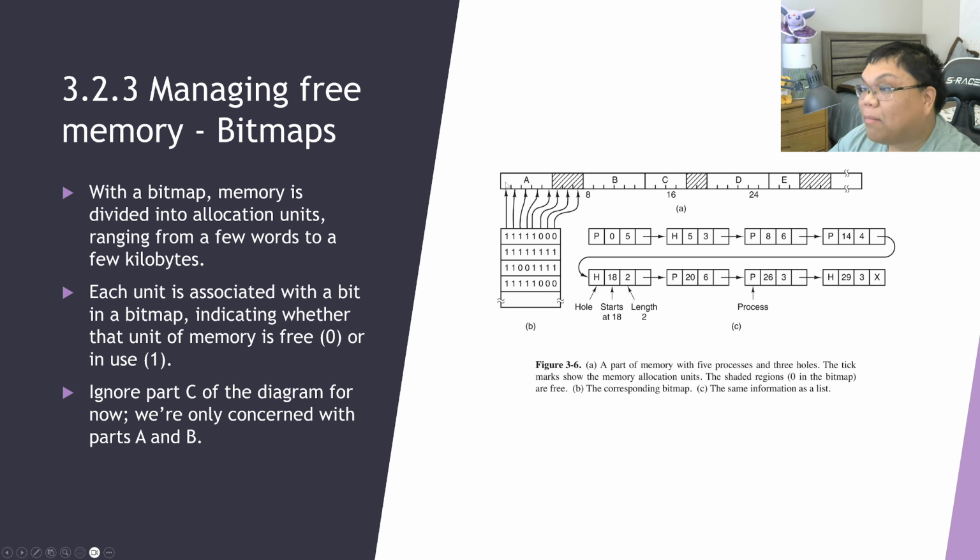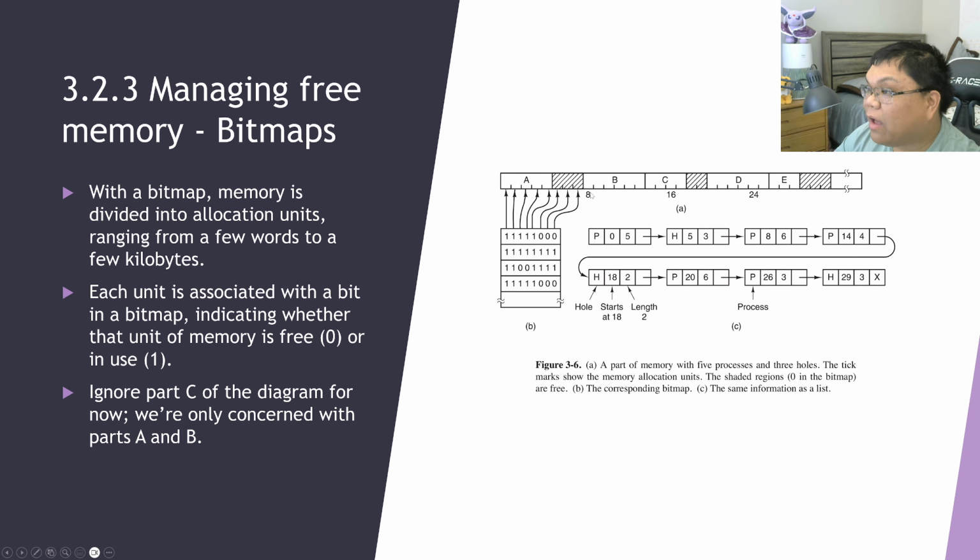So check this out. Process A is occupying 5 units, and then following it is 3 units of empty space. And then process B takes up 6 units. Process C takes up 4 units, and then there's 2 units of unallocated space. Process D takes up 6 units. That is 6, right? Yes, that is 6. 6 units for D, 2 units for E, and so on and so forth.